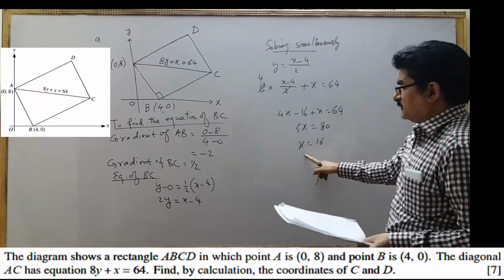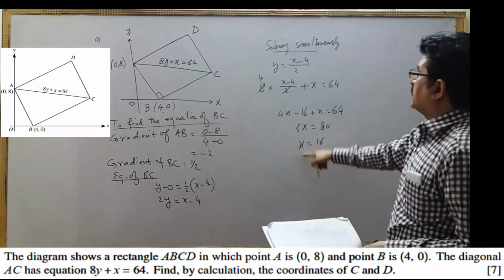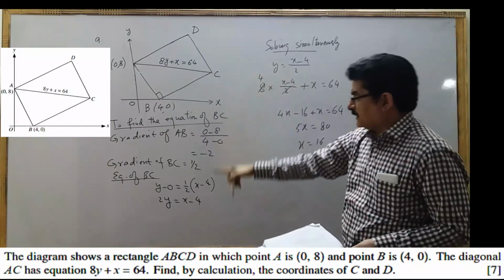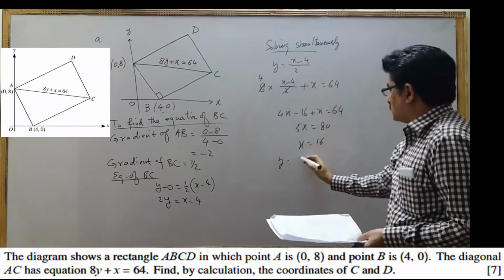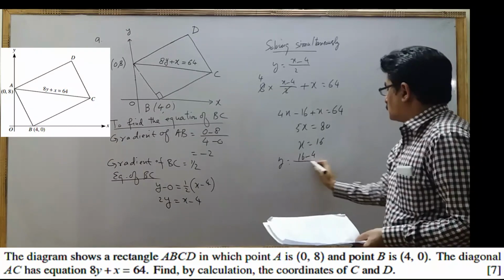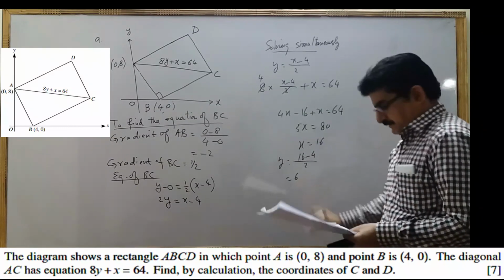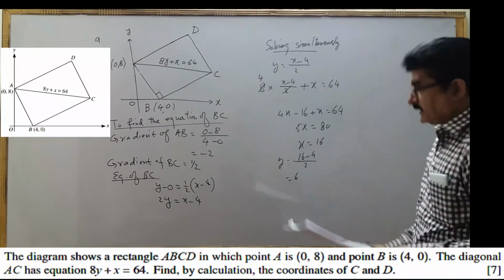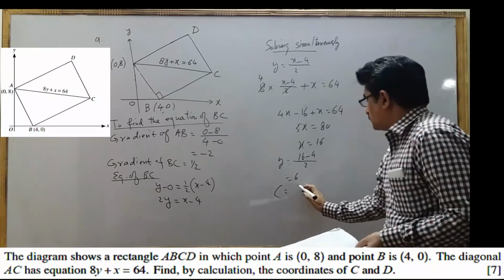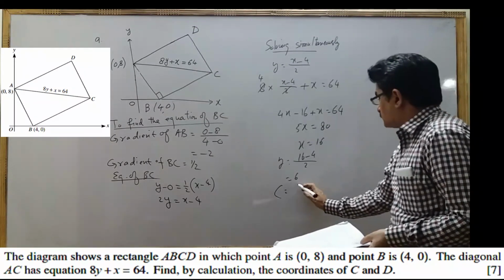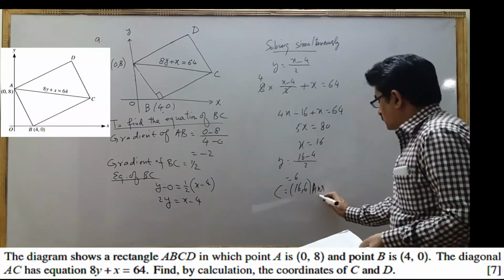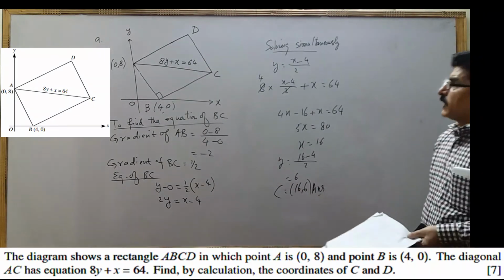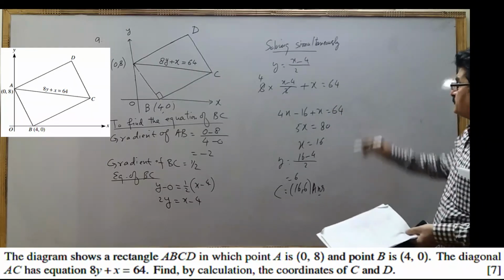Now putting this value of 16 either in this equation or in that, in any equation you can put it. Putting into this equation, 16 minus 4 over 2, it is 6. So we have found the coordinates of C as (16, 6). So this is your half answer, the coordinates of C.